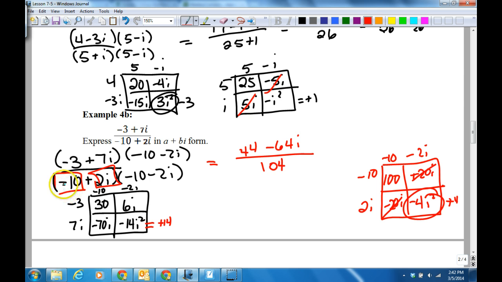So like I said, if you were to square the two terms and then add them together, that's what you would get, 104. Okay? Yeah, you have a question? No? Okay, yeah. So 44 over 104 minus 64 over 104. And you can simplify those, right?